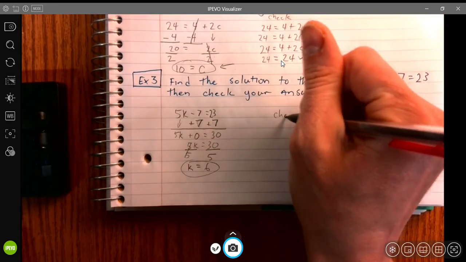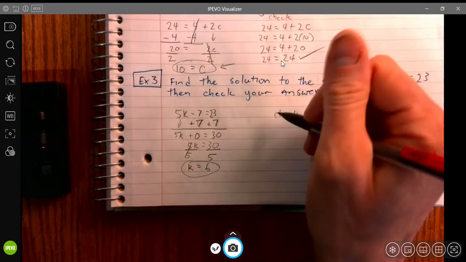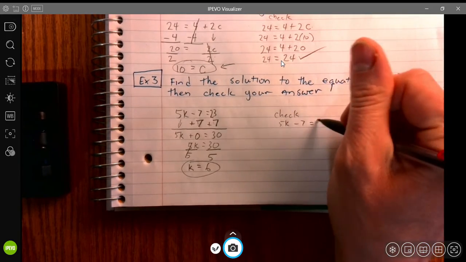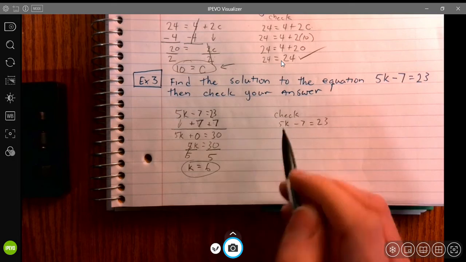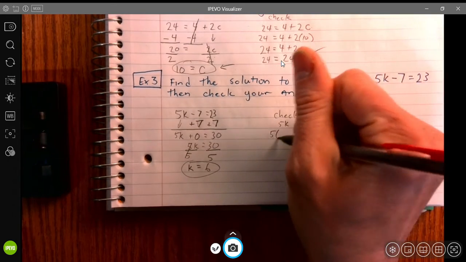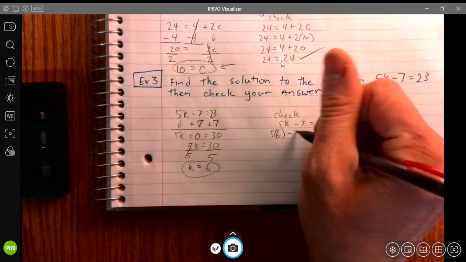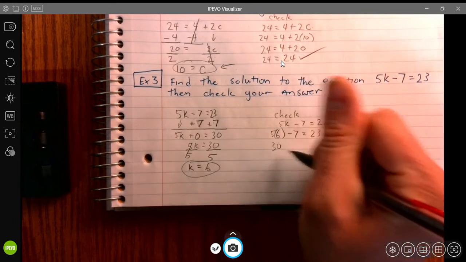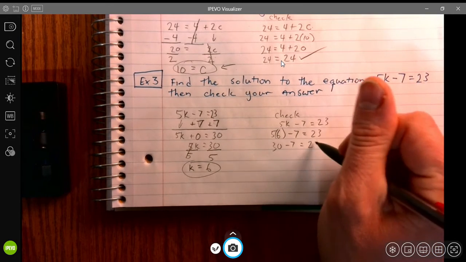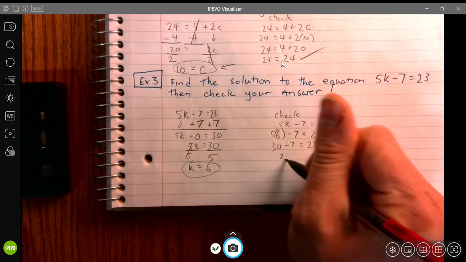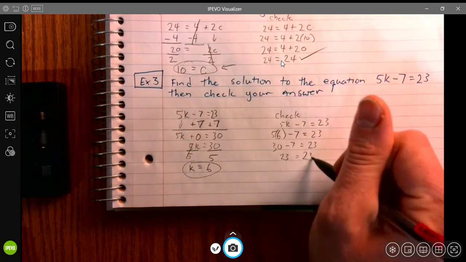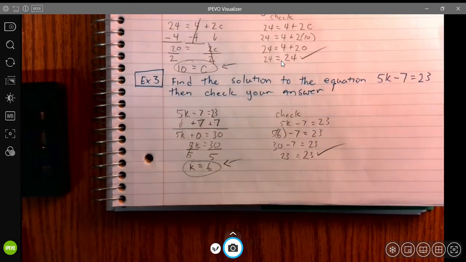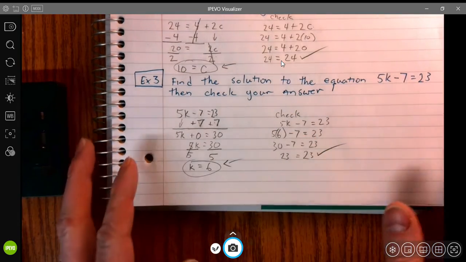And of course I want to check my work. So I'm going to start by copying down that original question. Where I see a k, I'm going to plug in a 6. Five times 6 is 30. 30 minus 7 is 23. Is 23 equal to 23? It sure is. So I know that k equals 6 is my solution.